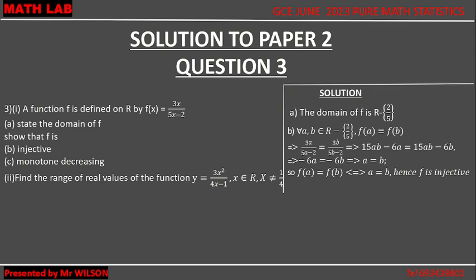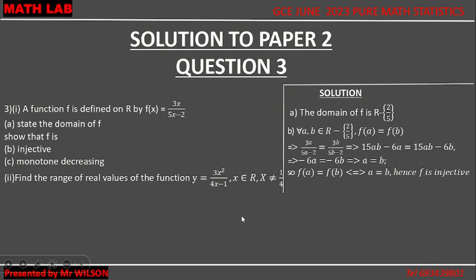Okay, so how do we conclude now? We say, so for f of a equals f of b, we have a equals b, hence f is injective. Okay, so for any value of the function equal to any other value of the function, you're going to get a equals b. That is, that value will be equal to the other chosen value. Okay, so that is it for the injective function.